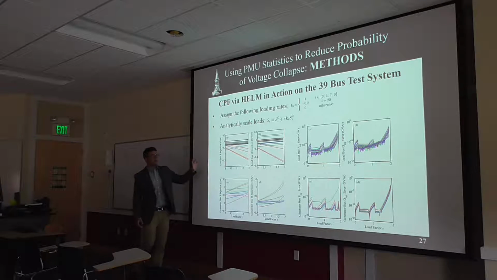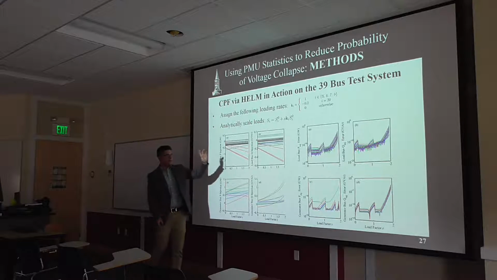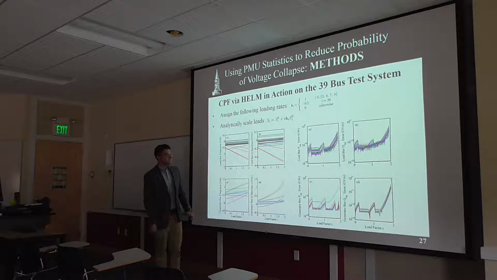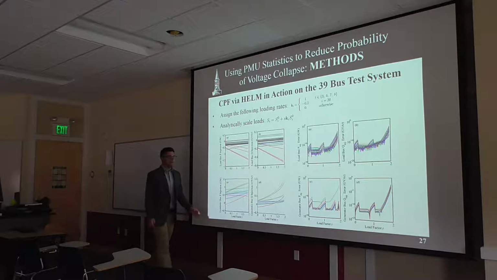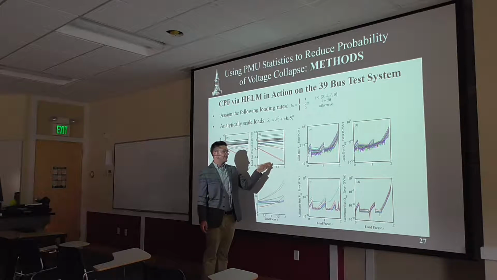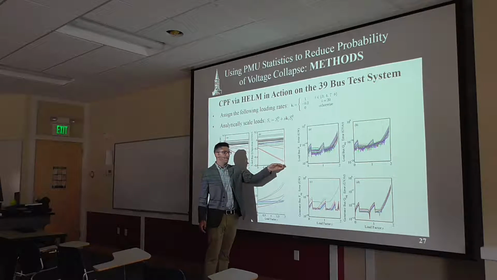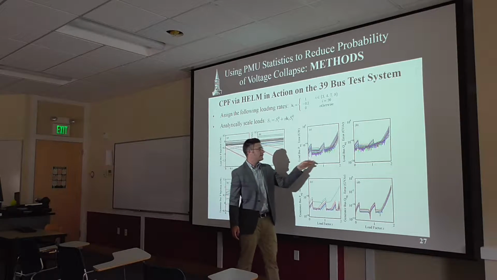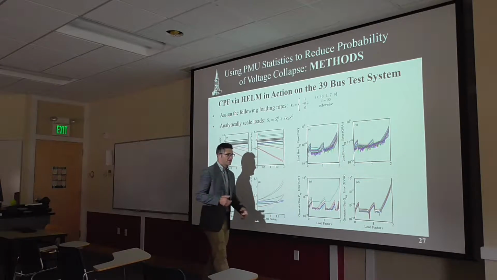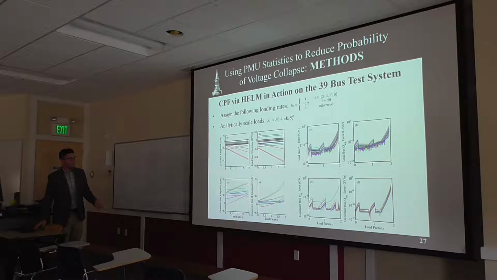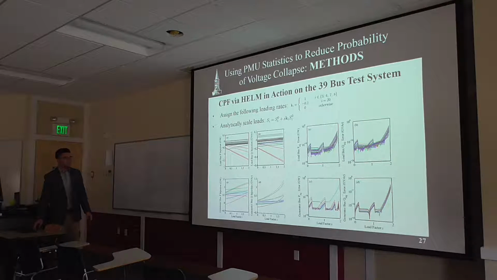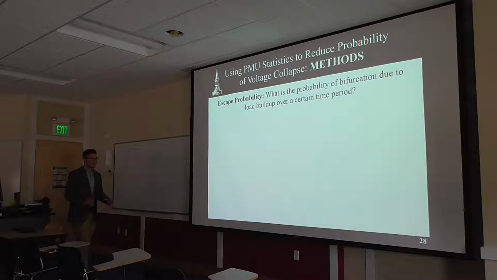I also compare these CPF HELM results to Newton-Raphson results in order to gauge the accuracy of my results, and you'll see that error is very low. The system reaches saddle node bifurcation just about at S equal to 2. As we approach the point of bifurcation, error starts increasing due to different numerical issues. But for the most part, HELM is a very good way to perform CPF on a small load pocket in a system.